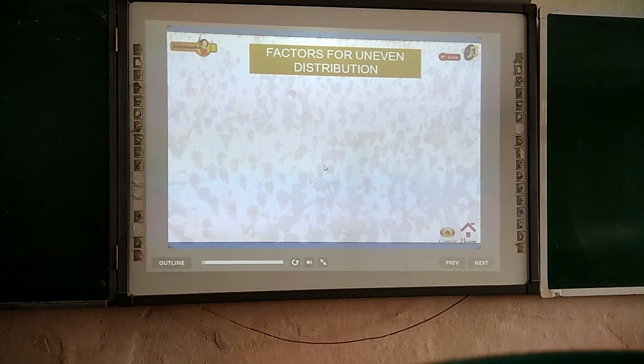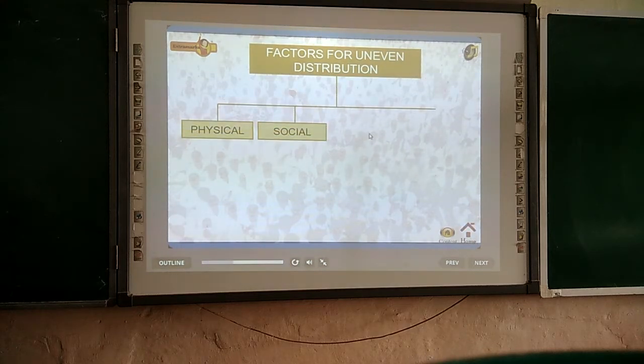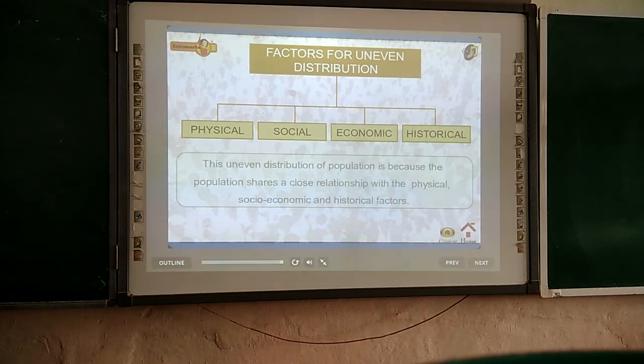The main factors for uneven distribution of population are physical factors, social factors, economic factors, historical factors. This uneven distribution of population is because the population shares a close relationship with the physical, socio-economic, and historical factors. We'll discuss each of these factors separately in the following slides.